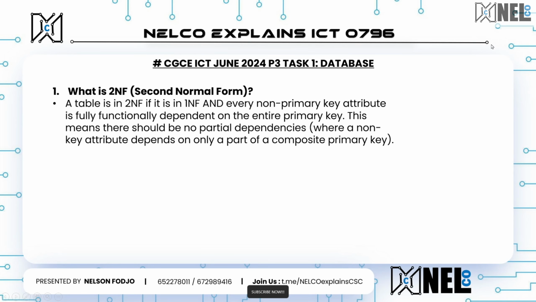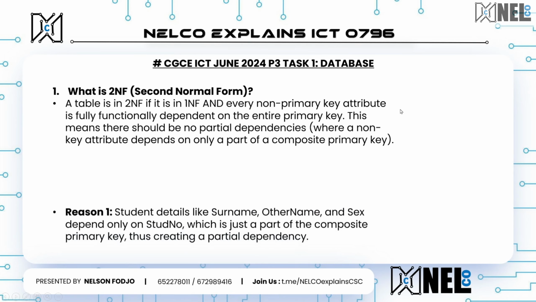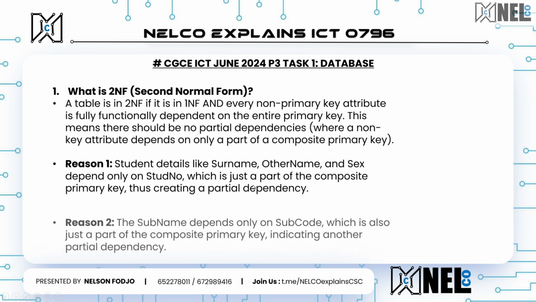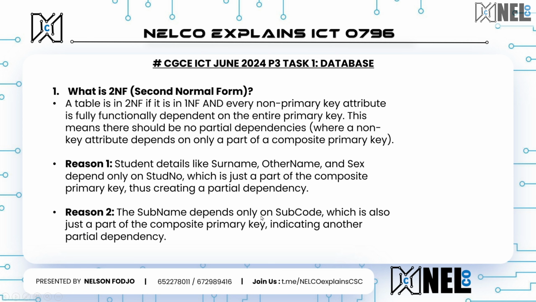the answer proper. So the first reason, student details like surname, other name, and sex depend only on student number, which is not a part of the composite primary key, thus creating a partial dependency. And the second reason, the subname depends only on the subcode, which is also just part of the composite primary key, indicating another partial dependency.